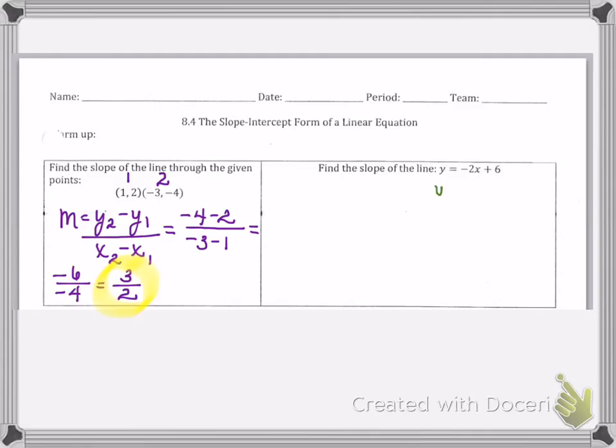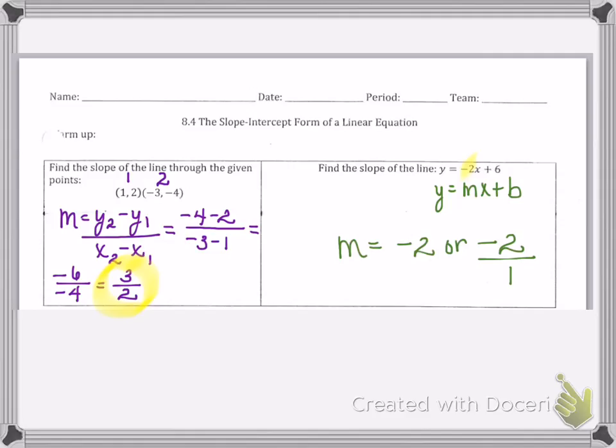For the second equation, we have to find the slope of the line. It's already in y equals mx plus b form, so the coefficient in front of the x term is going to be our slope. That coefficient is -2, so our slope is -2, or you may want to get in the habit of writing integers over a denominator of 1.